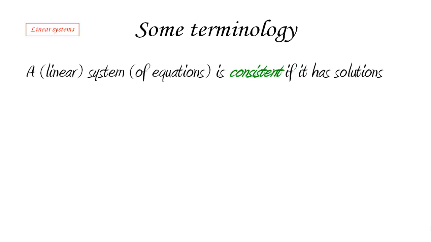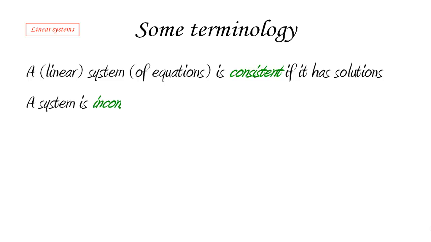Let's look at some terminology related to linear systems. We're going to say that a linear system of equations is consistent if it has some solutions. Even if it has just one, that's good enough. Notice that I put linear and of equations in brackets because from now on, since these are the only kinds of systems that we're going to see in this course, I'm going to make things shorter and simpler and drop linear and of equations. So whenever I say a system, that means a linear system of equations.